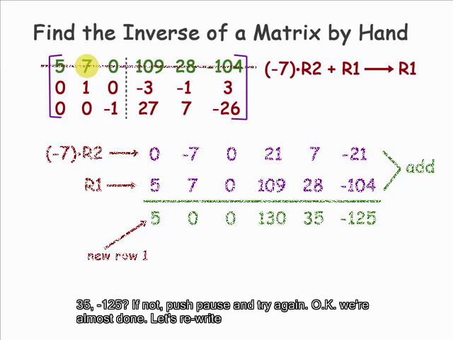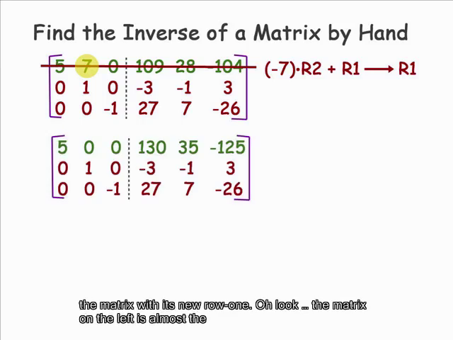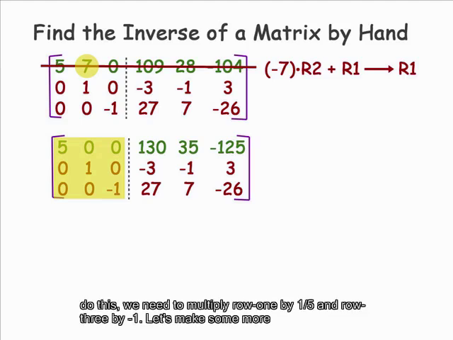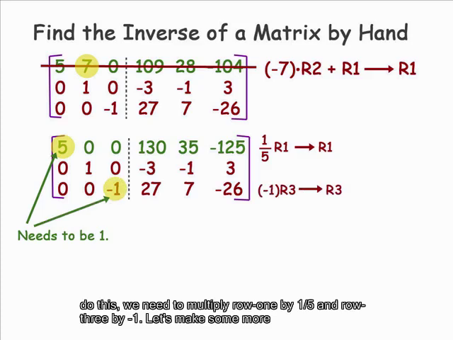Okay, we're almost done. Let's rewrite the matrix with its new row 1. Oh, look! The matrix on the left is almost the identity matrix. We just need to force each entry along the main diagonal to be a 1. To do this, we need to multiply row 1 by 1 over 5 and row 3 by negative 1.